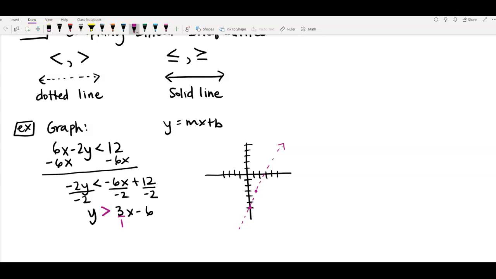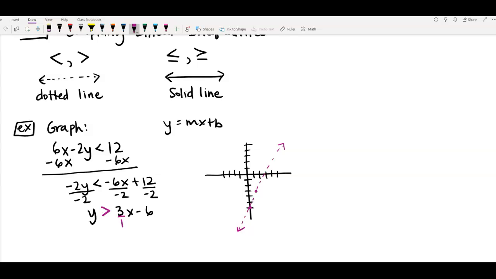Right, so this is kind of what my line looks like. And now I'm not done yet because now I need to shade one side of the line or the other. And the other reason why I like to get it into the y equals mx plus b form is because it's easier for me to see what the shading is. So it says y is greater than this line, right?